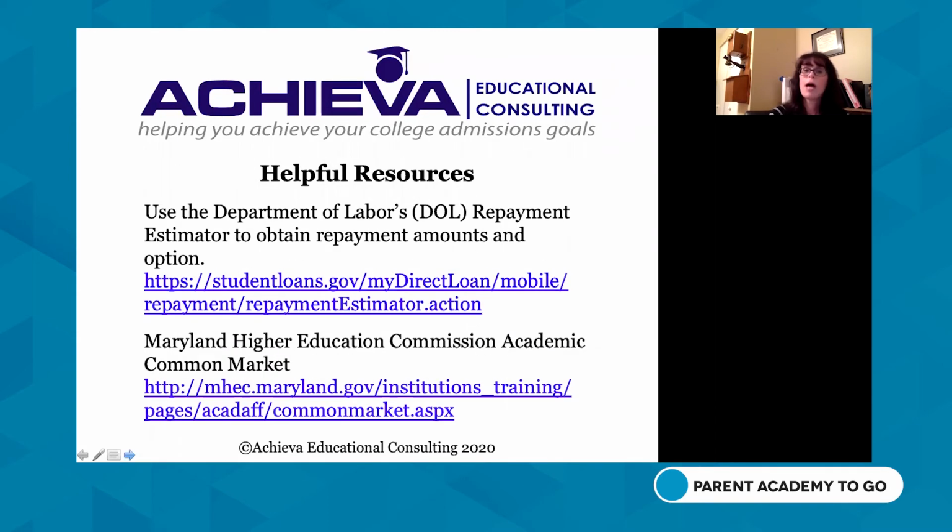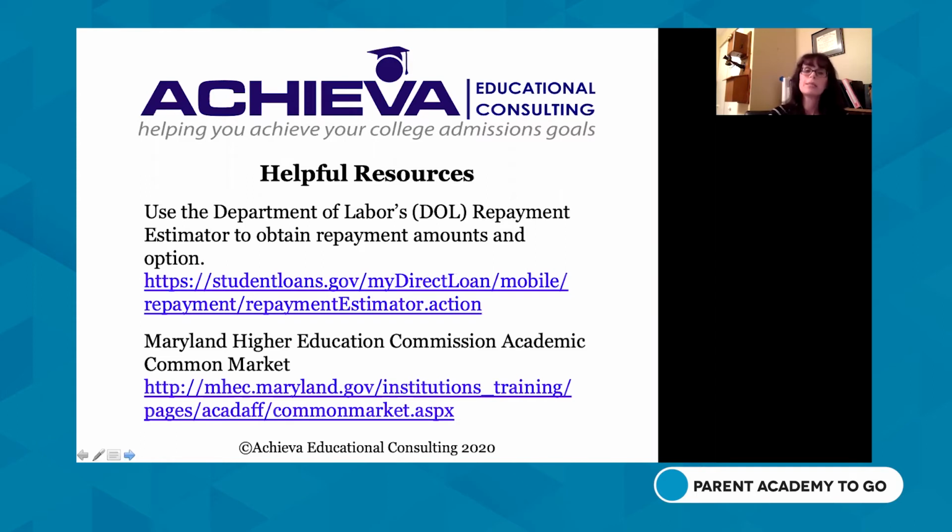Here are some helpful resources. The Department of Labor has a repayment indicator for the amounts and how it can be construed. The Department of Labor also lists varying occupations with estimated salaries. So if you're planning to be a nurse, it's this much. If you're planning to be a teacher, so that you can have an idea of, is it really feasible for me to take $300,000 out in loans if my vocation, my starting salary is $30,000 a year? Will I be able to afford to live?